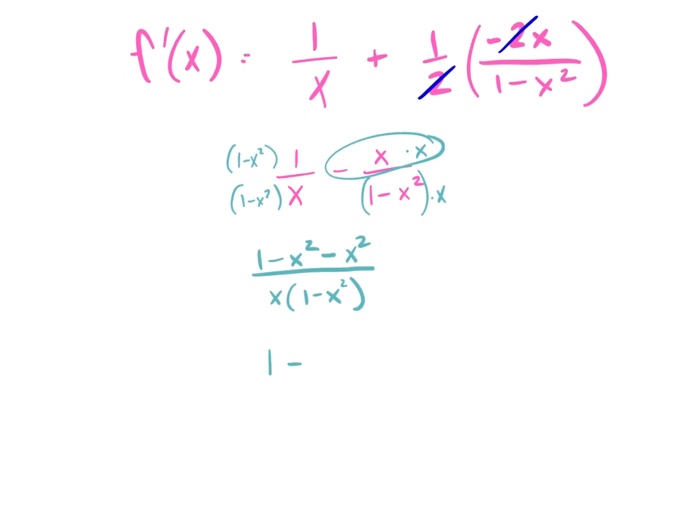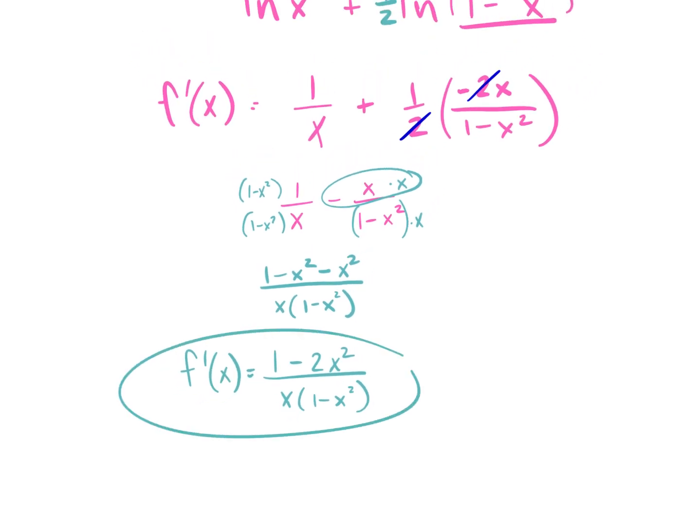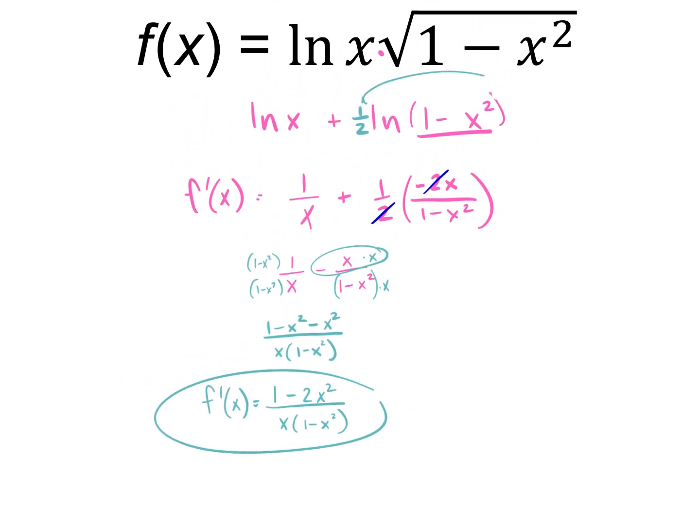So we could simplify this a little bit more. 1 minus, what is negative x squared minus x squared? Negative 2x squared, perfect. So this would be our derivative, our simplified derivative. So WebAssign's probably going to make you combine it just to be one fraction. So find a common denominator and add them together.